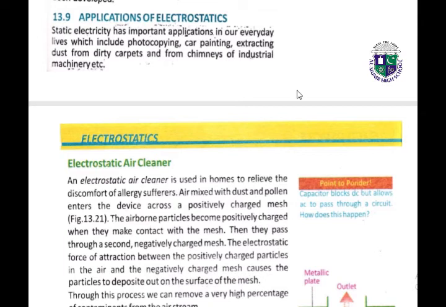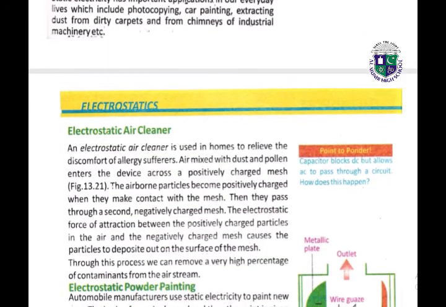Next, we have some applications of electrostatics. Yes, this whole chapter is about electrostatics. Static electricity has important applications in our everyday life, which include photocopying, car painting, extracting dust from dirty carpets and from chimneys of industrial machinery. All these are the different applications of electrostatics.